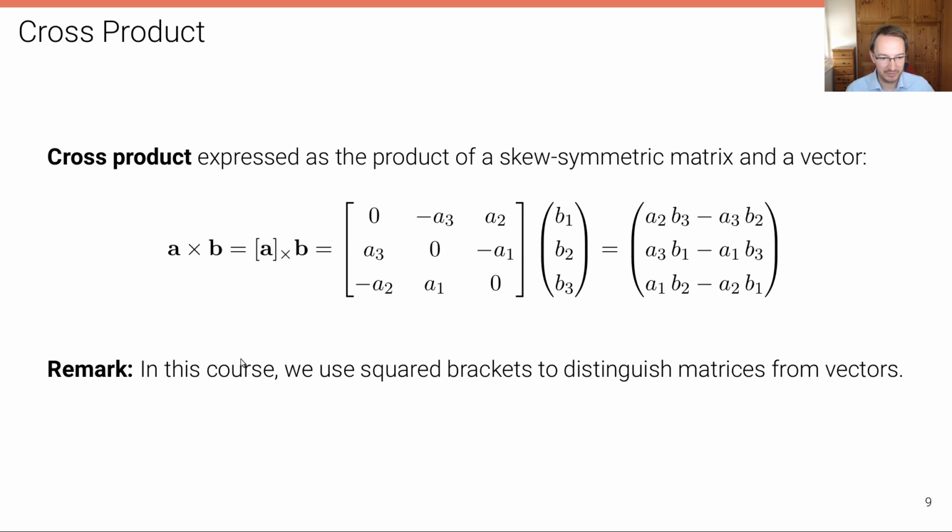Another remark here: in this course, we are using squared brackets to distinguish matrices from vectors. So whenever we have a vector, I'm trying to write non-squared brackets, and whenever we have a matrix, I'm trying to write squared brackets to distinguish the two. You can see we have one matrix here, and a vector here, and another vector here.